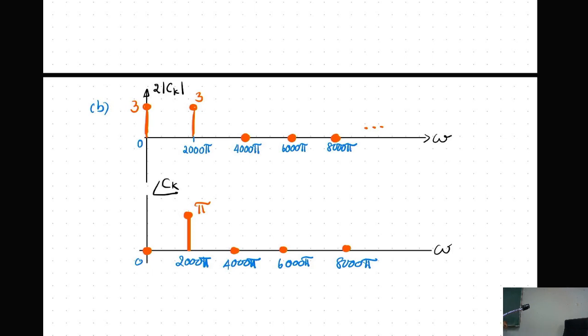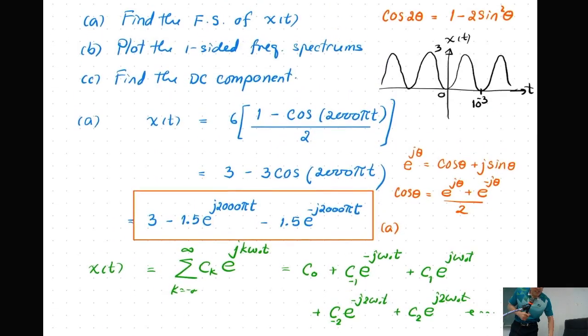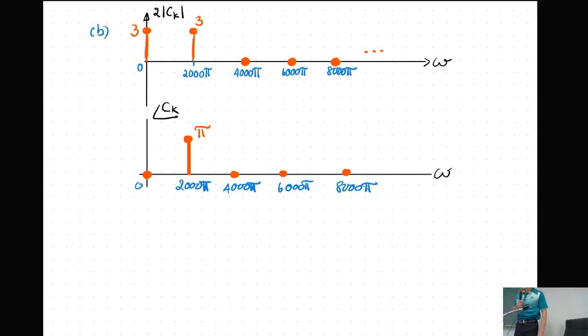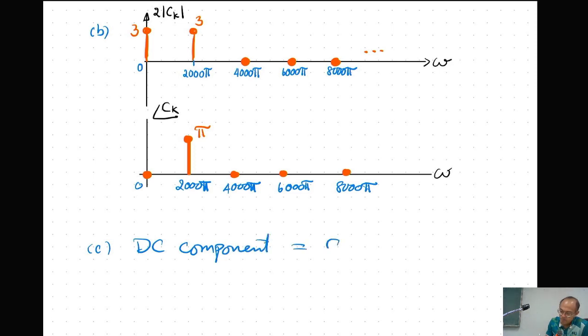Now, as for part C, can you tell me what the DC component is? What is the DC component of this signal? If you want to find the DC component, look at frequency 0, right? Because DC is at frequency 0. So it is 3 and the phase is 0, so it's positive 3. That's it.